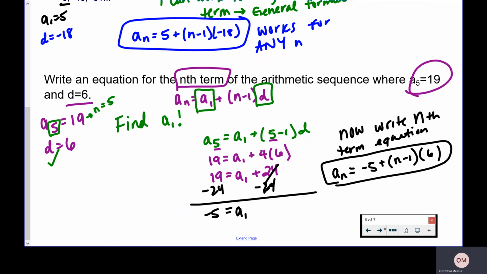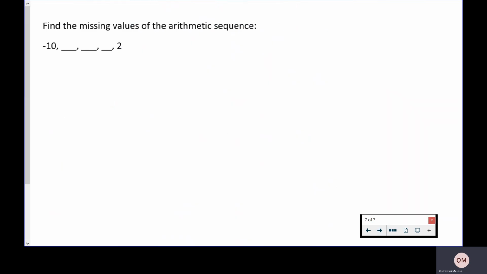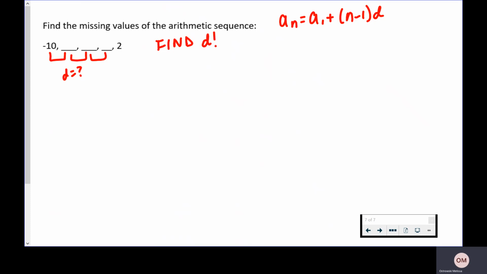And last, I've got this where we find the missing values. So I want to fill in my blanks here. If I want to go from here to here and then here to here and here to here, I need to know what d is. So again, we only know one equation so far. a sub n equals a sub 1 plus n minus 1 times d. I know my goal is to find d. That means I've got to know the rest. If this is what I'm looking for, I have to have all of these.